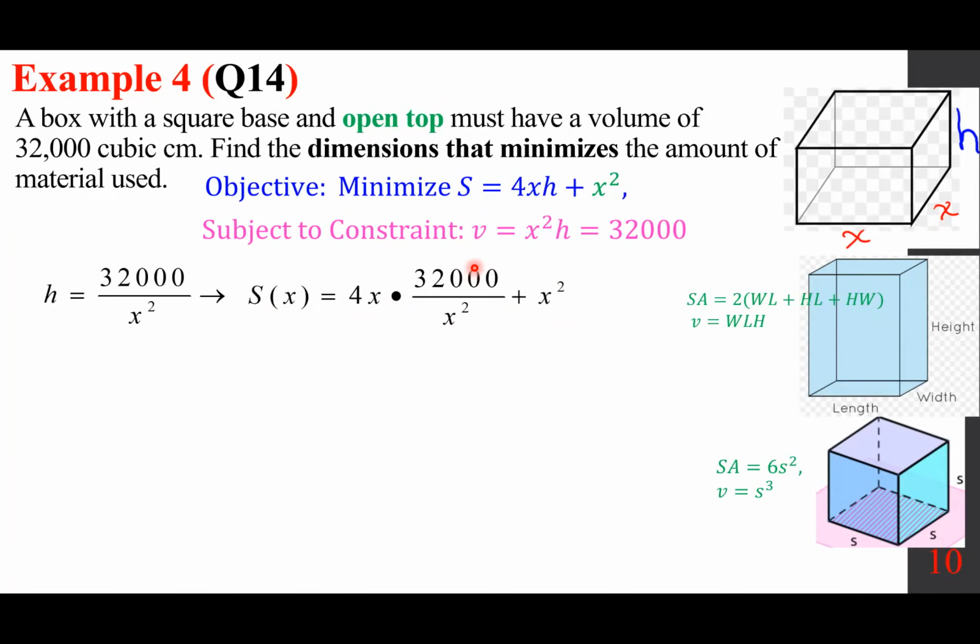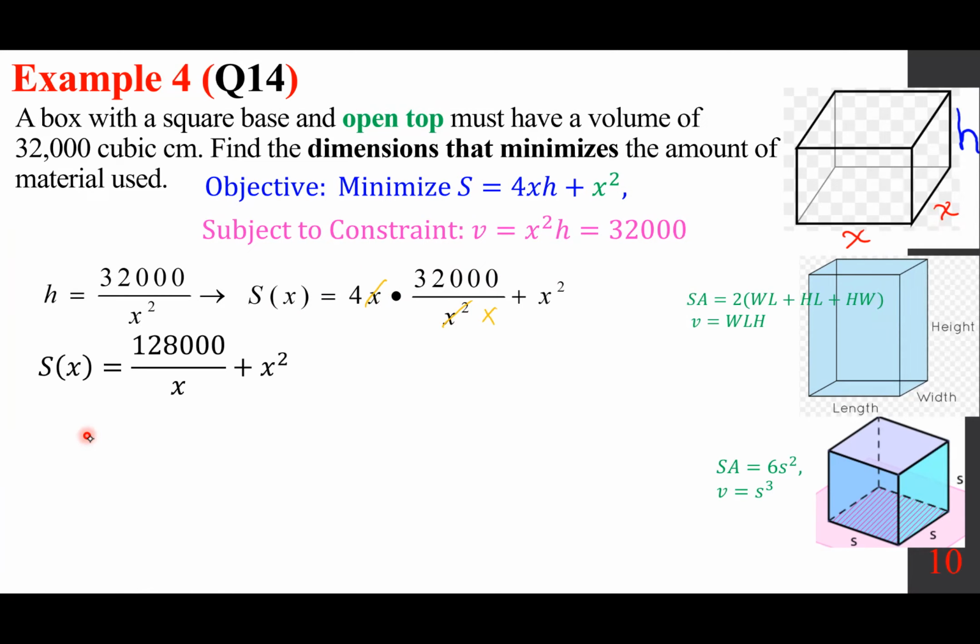So 4 times 32,000 is 128,000. This X goes away, this becomes X. So it's important to see that this is going to go away and this changes to X. So that's what we have.